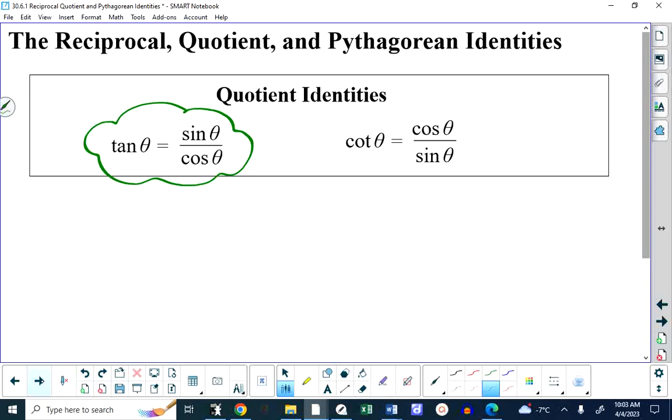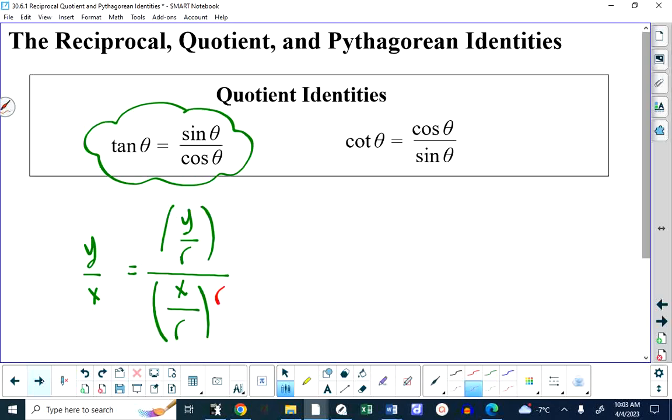Sine of theta on the coordinate grid, whether we're talking about a unit circle or not, and I like that you included R, which includes every circle. Sine of theta is y over r. Cos of theta is x over r. This is, well, it's tan of theta, which is supposed to be y over x. If I multiply the top and the bottom of this by r, I'm left with y over x.